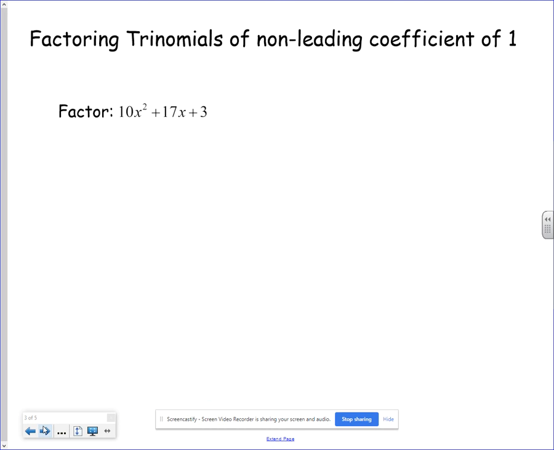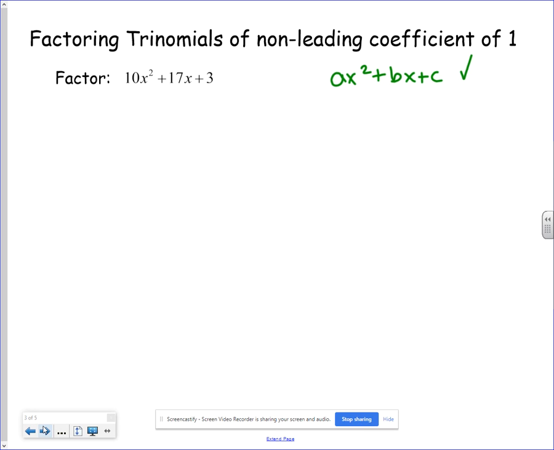Alright, let's try another one. So let's identify it. Is this a quadratic trinomial? Is it in the form ax squared plus bx plus c? It is. Next, let's look for GCF. Is there a greatest common factor? Is there a number or a variable that goes into all three of these terms? No. So no GCF. So now let's get a leading coefficient of 1.